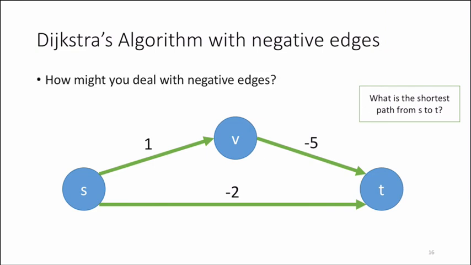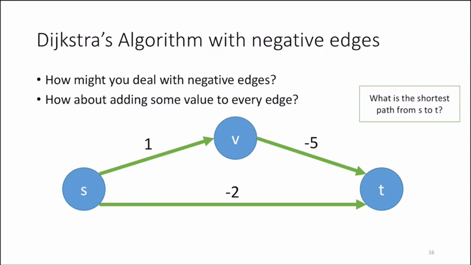So how might you deal with negative edges? How might you make this graph something that Dijkstra's could work on? Well, it's tempting to say that we could add some value to every edge. So for example, take the most negative number and just add that to each edge. So we could add 5 to every edge. So +5, +5, +5 is equal to 6, is equal to 0, is equal to 3. And our graph would then end up looking like this.